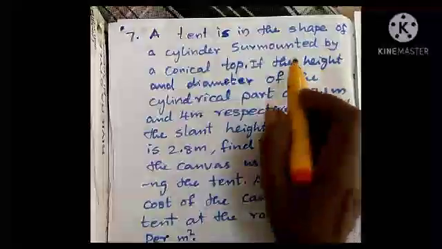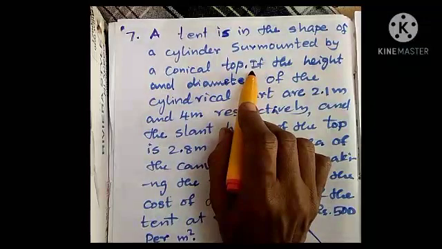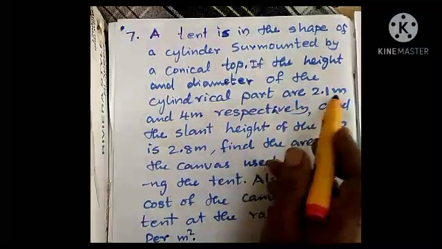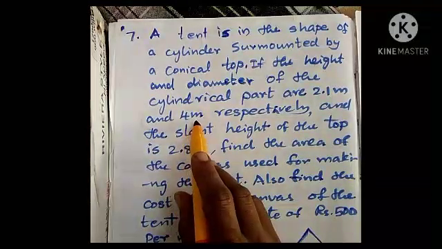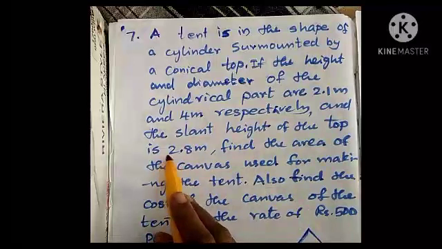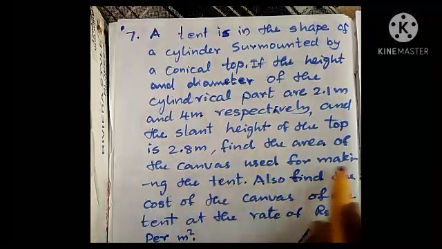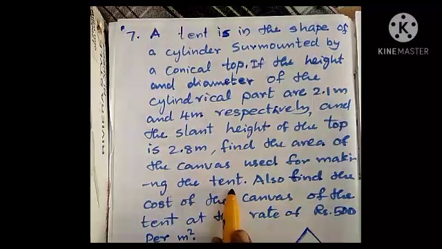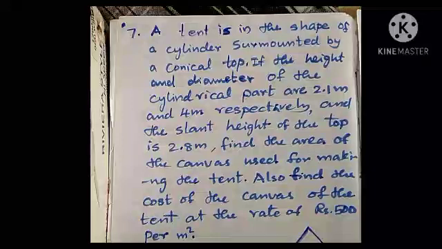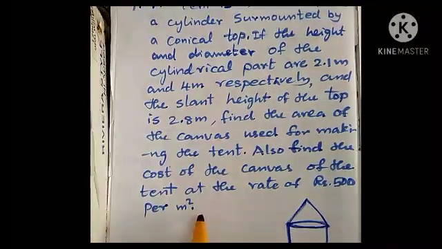Next, a tent is in the shape of a cylinder surmounted by a conical top. If the height and diameter of the cylindrical part are 2.1 meters and 4 meters respectively, and the slant height of the top is 2.8 meters, find the area of the canvas used for making the tent. Also find the cost of the canvas of the tent at the rate of rupees 500 per meter square.